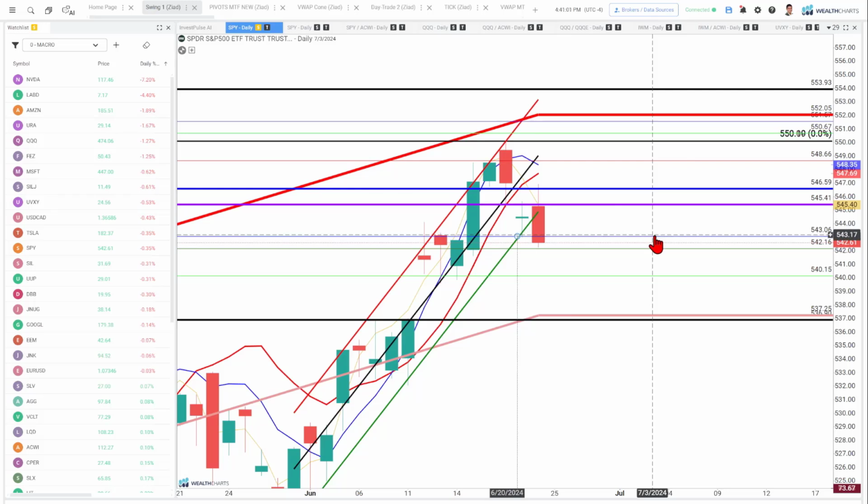and we closed underneath a key support. Now, I don't think that we're just going to unravel from here. However, the potential to come down and test that pink line right in over here, which also happens to be where the weekly pivot range bottom is, and that's in the $537 area.